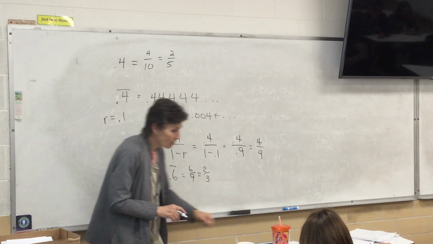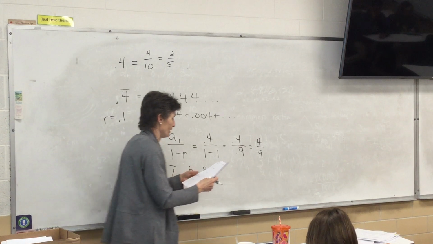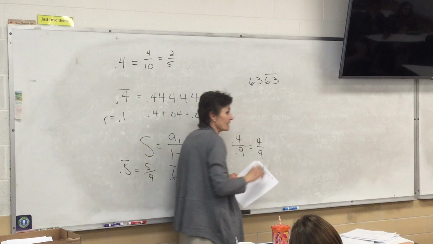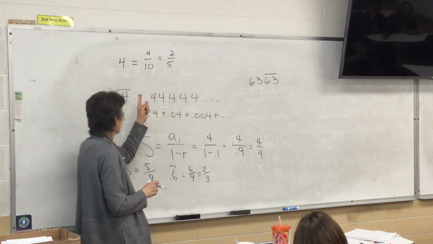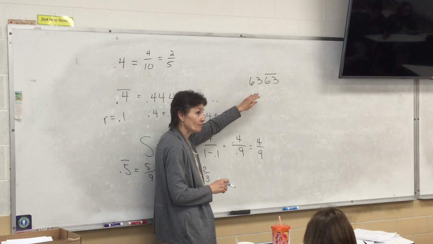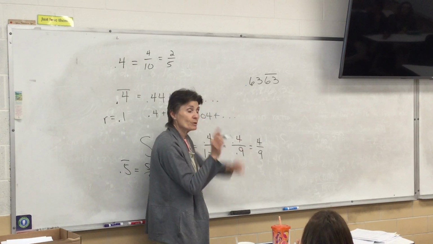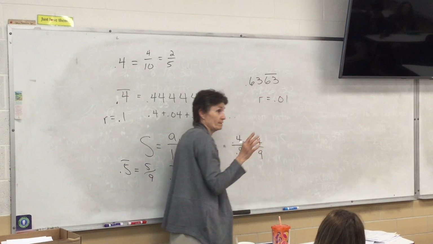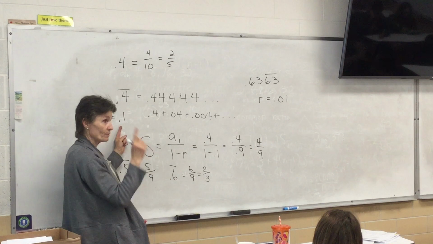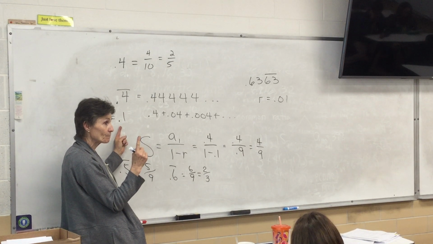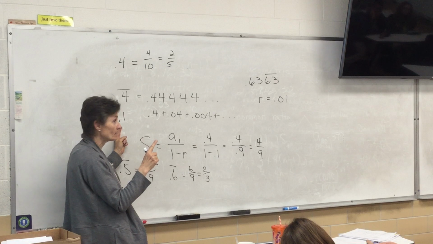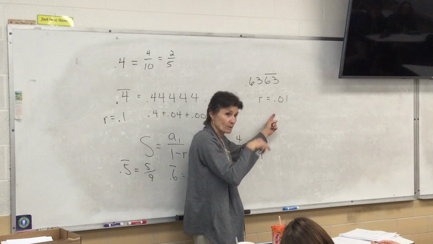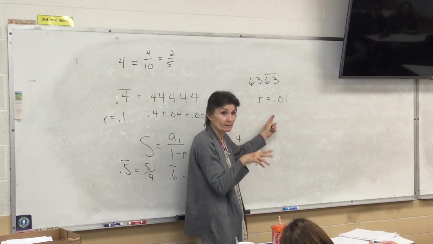Now when it gets a little harder is like the next problem. How many places are repeating in this decimal? Not just 1 place, but now we have 2. You can do it the same way. The difference is the ratio will be 0.01. Instead of 0.1, when there's 1 decimal place repeating, 1 decimal place, 0.1, 2 decimal places repeating, 0.01, 3 would be 0.001, and so on.